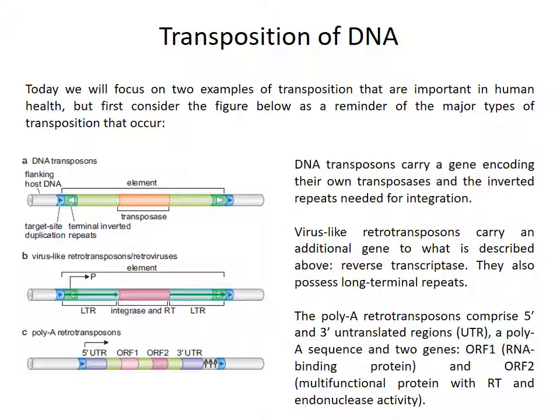You'll see that the structure is very different in the poly-A retrotransposons. In fact, it looks very much like a gene. It has a 5' untranslated region, a 3' untranslated region, and a poly-A region, similar to the poly-A regions you find on eukaryotic messenger RNAs. It also has these target site duplication regions, which it can use to promote integration into other sites of the genome, although integration tends to occur at poly-T sites present in the genome, as we'll see in a moment.